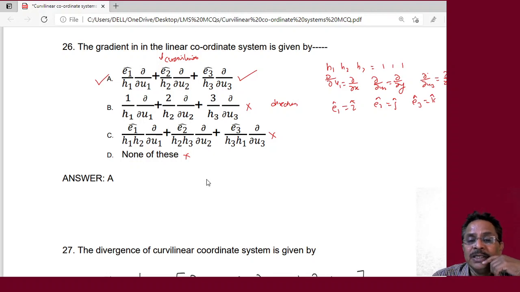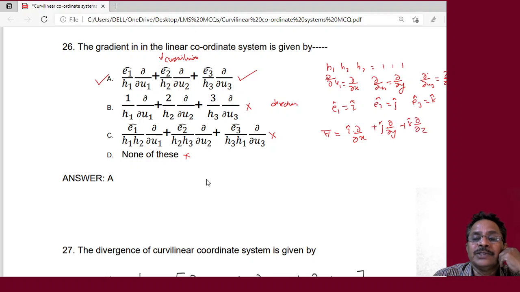Therefore, the gradient operator del bar in this Cartesian coordinate system is given by i cap ∂/∂x plus j cap ∂/∂y plus k cap ∂/∂z. Here the 1 is hidden, so it is not needed to be written. So this is what the gradient of the curvilinear coordinate system is defined by. This is the gradient operator. Del bar can be operated over the scalar point function as well as the vector point function, and then we get the gradient of the scalar point function.